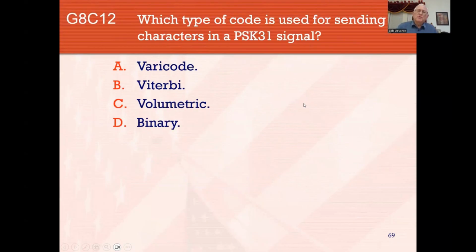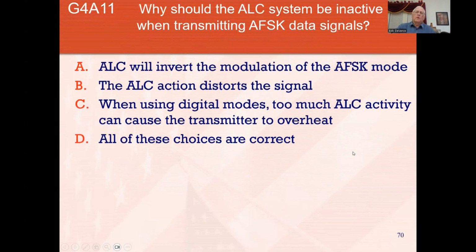What type of code is used for sending characters in PSK 31? Remember, that was the varicode, with variable length characters so that the shorter characters would send faster. Why should the automatic level control system be inactive when transmitting these digital signals?